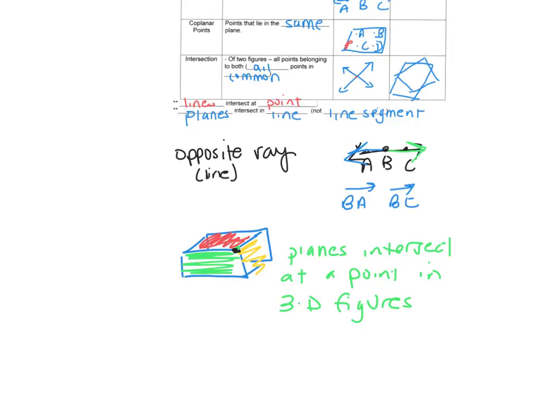Otherwise, all planes intersect at a line, even ones that look like little windmills. Because if I have one that's in a windmill, and I'll draw that up here, let's just say I have a plane that looks like this, and then you have another one coming through like this, they're still going to intersect at a line. Okay? All right, so let's move forward now and do some practice problems.